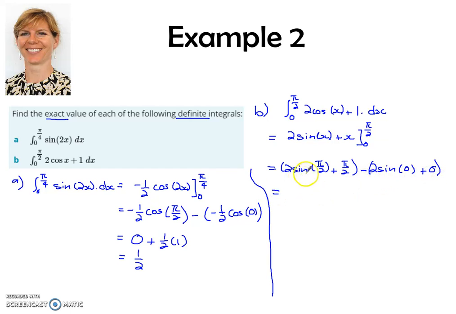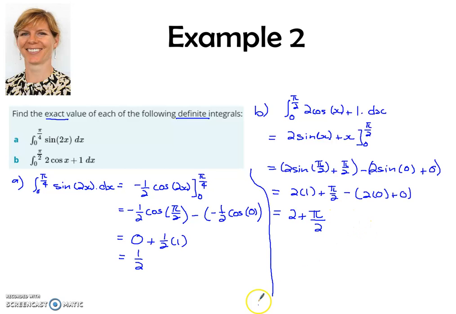Okay, so I know sine of pi on 2 is 1. So 2 times 1 plus pi on 2, take, now sine of 0 is 0, so that's 2 times 0 plus 0, which all turns out to be 0. So you just end up with 2 plus pi on 2. And you can leave that just like that.